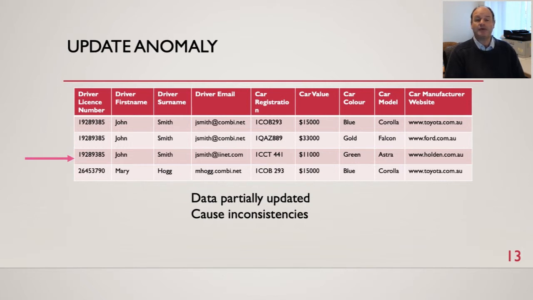In the example, you can see the data about John Smith is repeated because he can drive one of several cars. If John Smith changes his email address, all three occurrences would need to be updated to ensure that the data remains accurate. Otherwise, we will have an update anomaly.